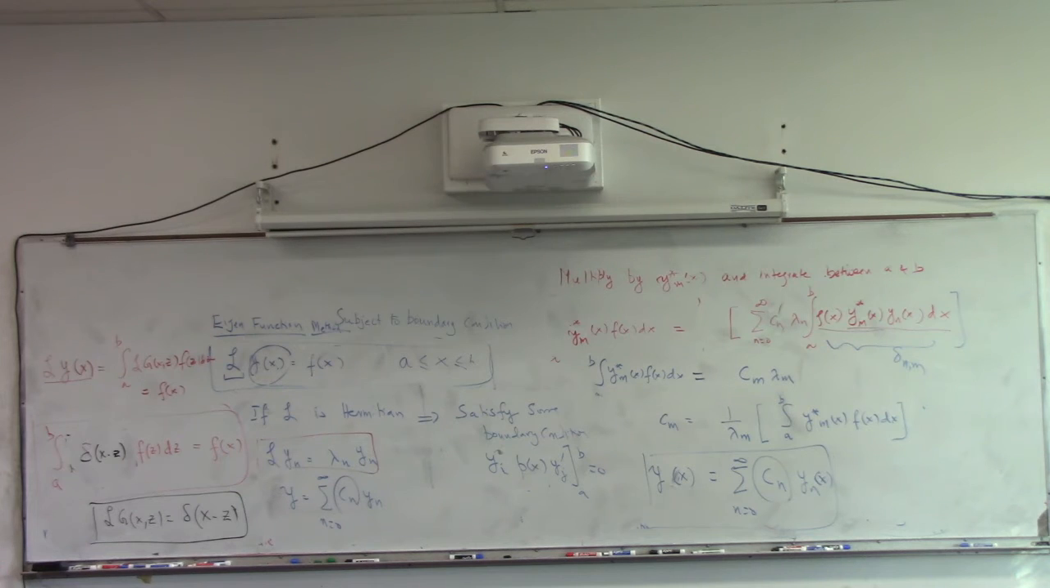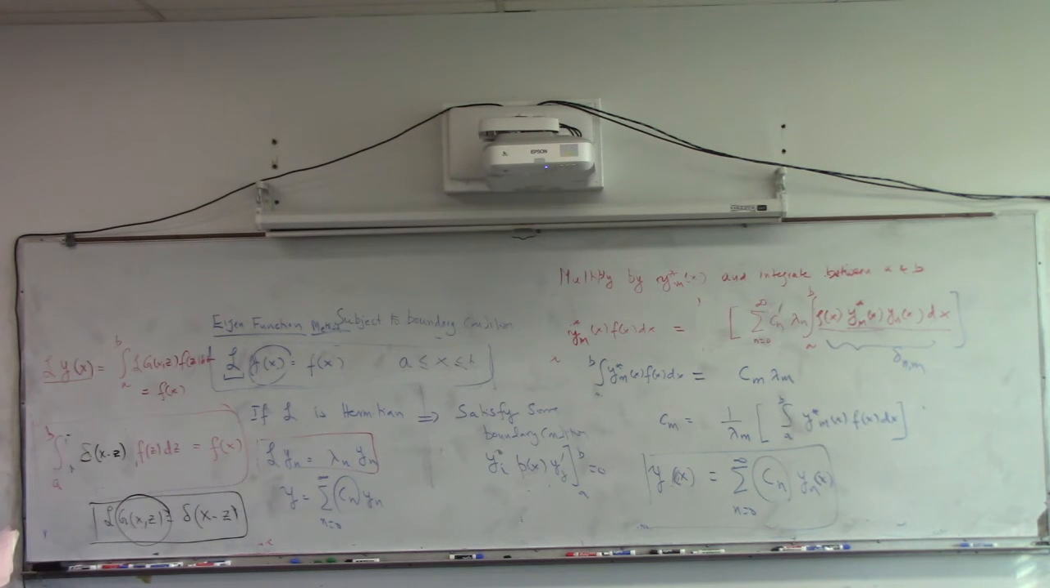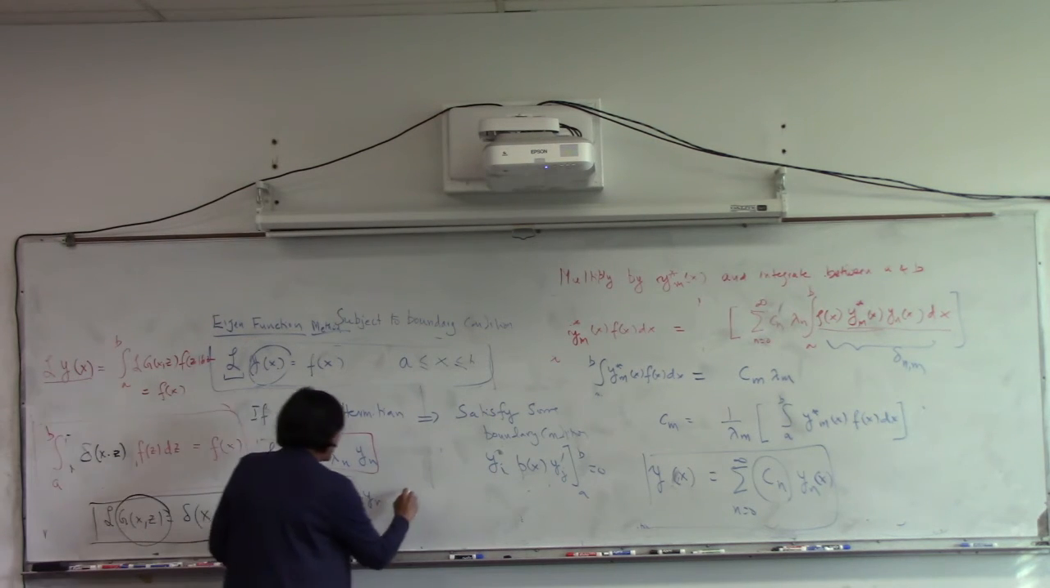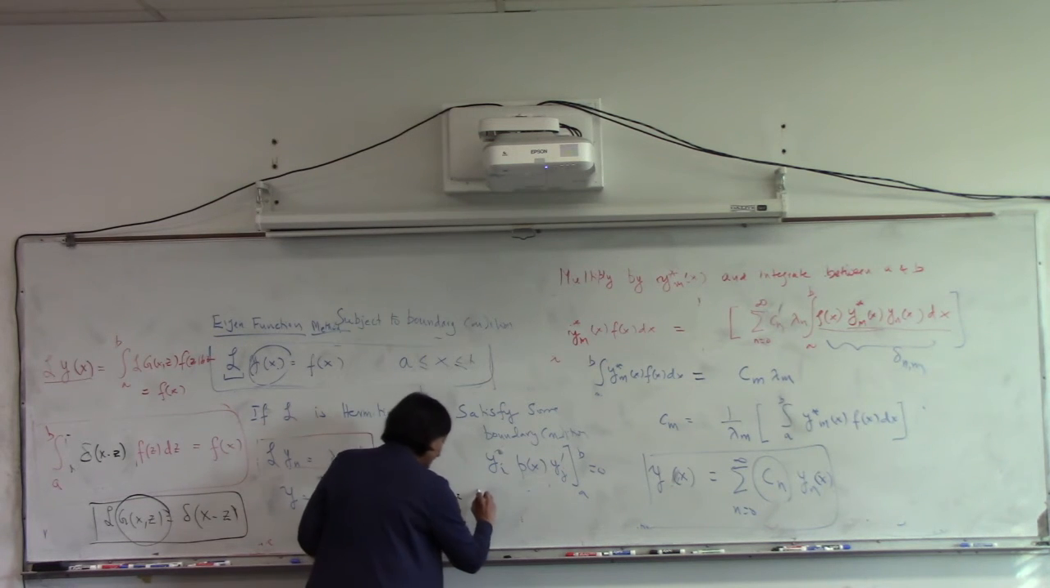It survives only at x equal to z, and everywhere else it is 0. So you can exploit that property to construct the Green's function. That's what we'll do next time, okay? This time, what we'll do is evaluate this Green's function using its definition, which is based on the eigenfunctions.